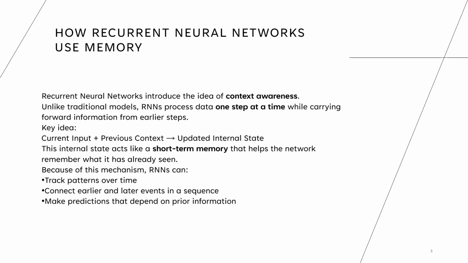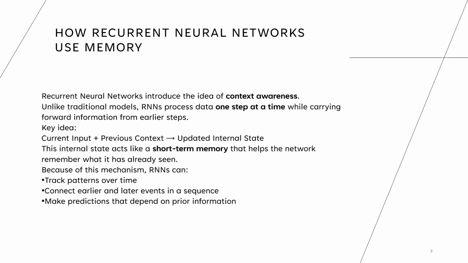Now that we understand why sequence order matters, the next question becomes, how can a model actually remember what happened earlier in a sequence? This is where recurrent neural networks, or RNNs, introduce a very important idea: context through memory. Traditional feed-forward neural networks process inputs independently. Once the model produces an output, the computation is finished, and the network does not retain any information about previous inputs. Recurrent neural networks work differently.